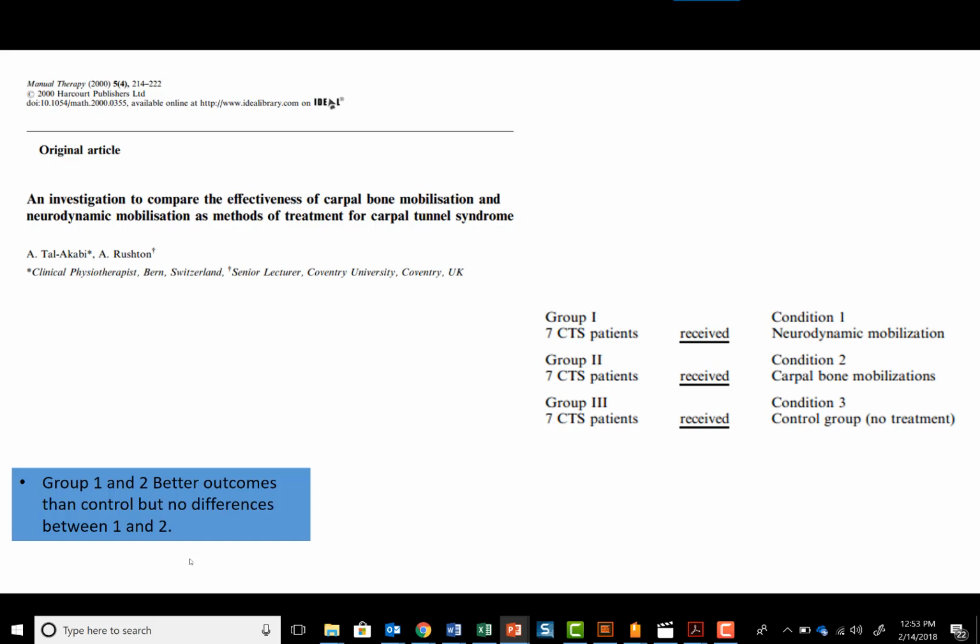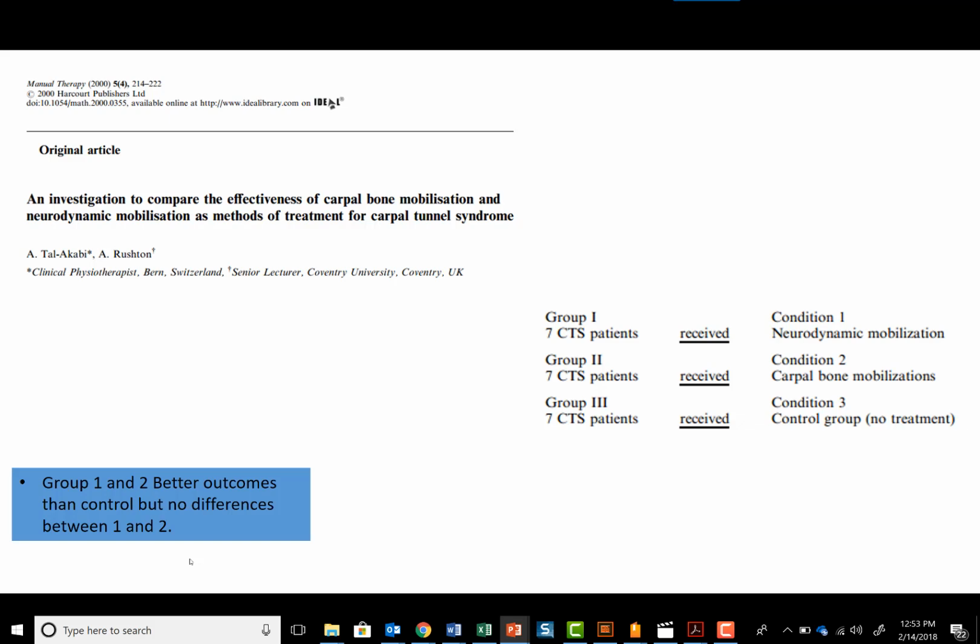Another small study looked at comparing carpal bone mobilization and neurodynamic mobilization for carpal tunnel. And basically what they had was that either neurodynamic or carpal bone mobilization did better than the control, which was no treatment, but they had the same outcome. And so we should probably use both. We should probably be mobilizing those carpal bones.